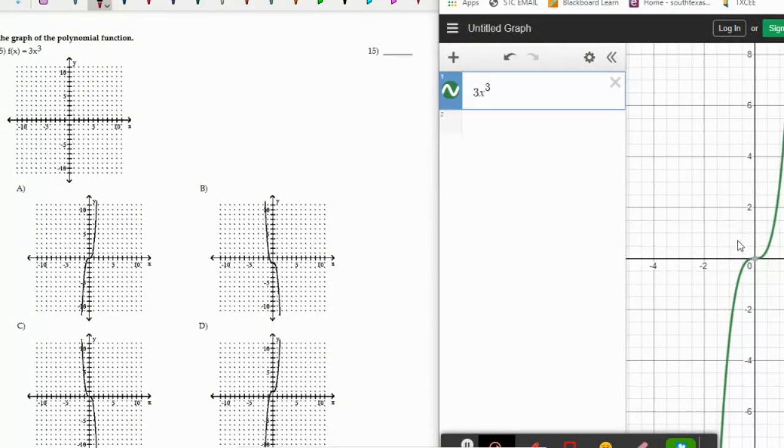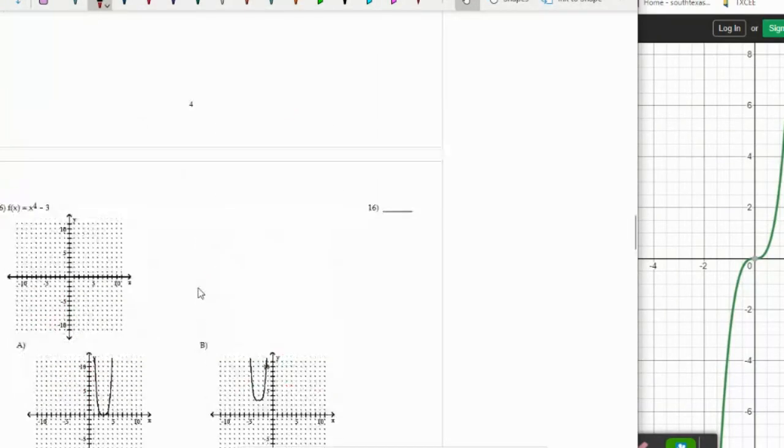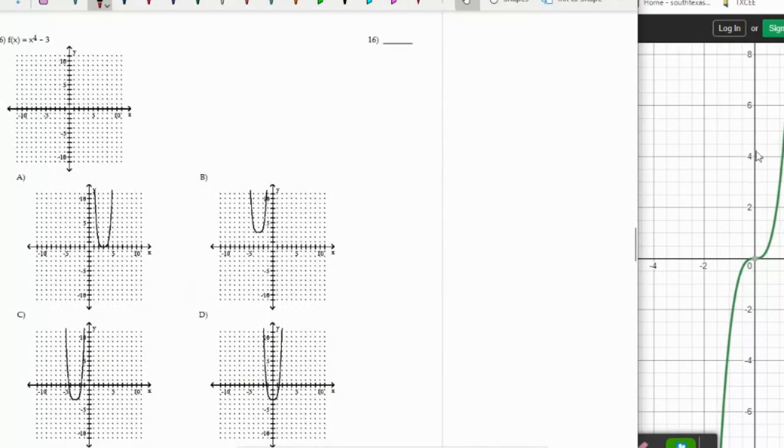So which one does this look like? They all kind of look the same. Well, no, B's actually, wait. D's shifted up. D's going the opposite direction. So is C. It's going to be the direction of this line right here on the right hand side.